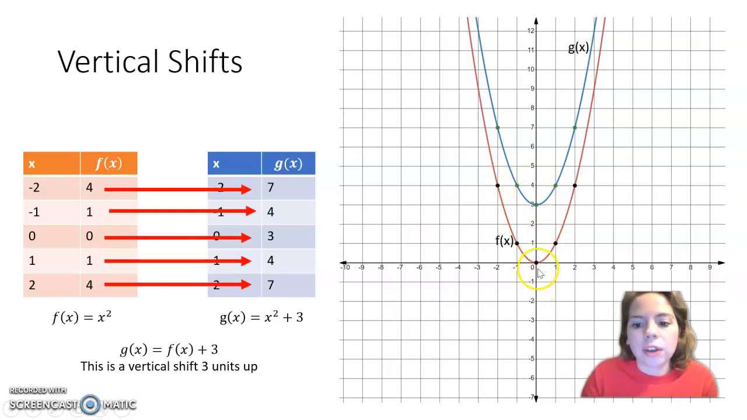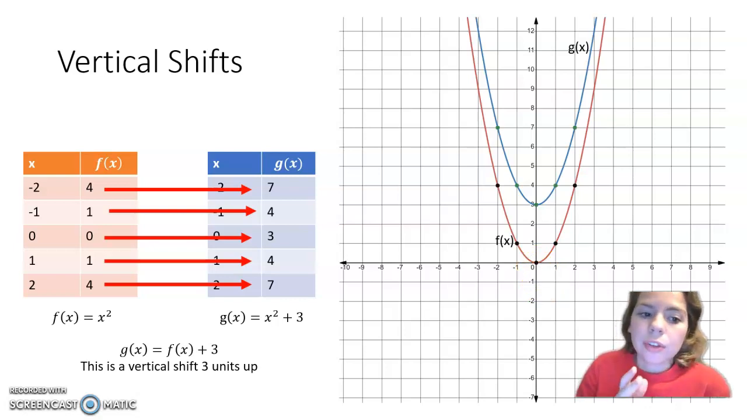So the x values are all staying the same. We're not moving horizontally at all, not left or right. We're just moving up and down. You'll notice all the x values stay the same. It's just the y values that are changing, and they're all increasing by 3.